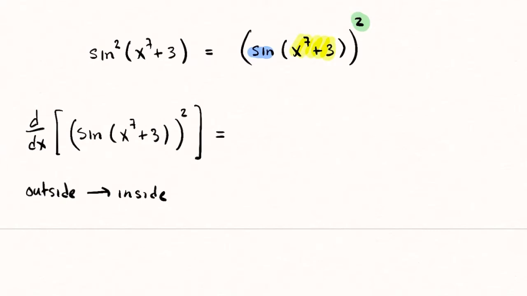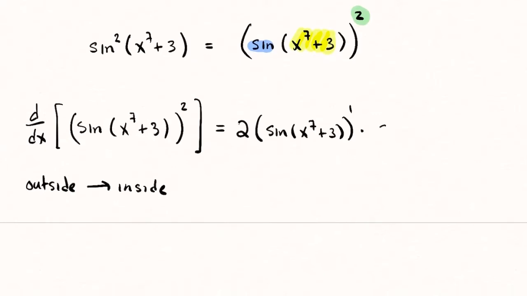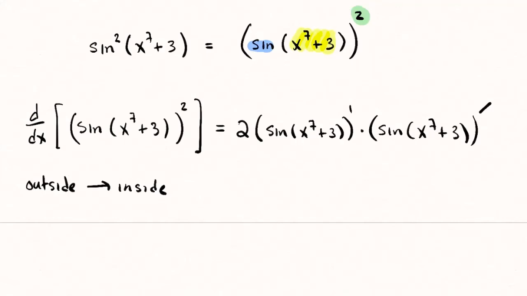So the derivative of the squaring function is 2 times whatever you're squaring. In this case, that's the sine of x to the seventh plus 3 to the first power, and then you need to multiply that by the derivative of what you were squaring. So I'm just going to write sine of x to the seventh plus 3, prime. All right, so there's just the chain rule. Okay, well that thing that just popped out, sine of x to the seventh plus 3, it itself needs the chain rule. Okay, well, no problem.